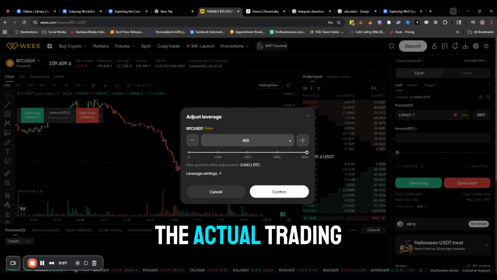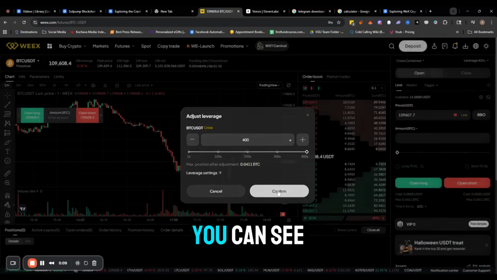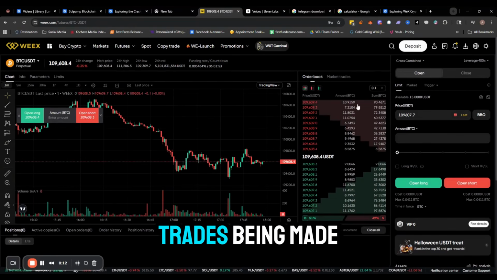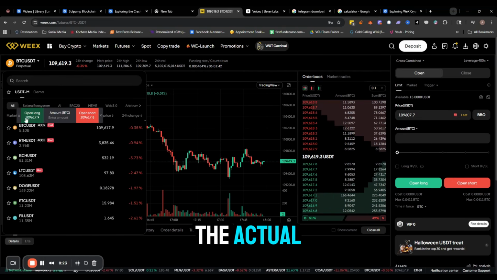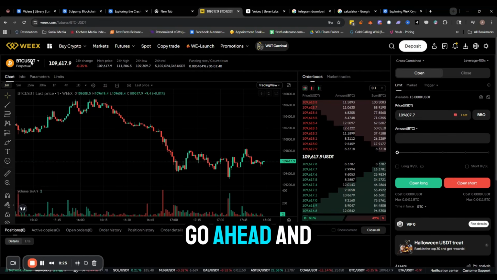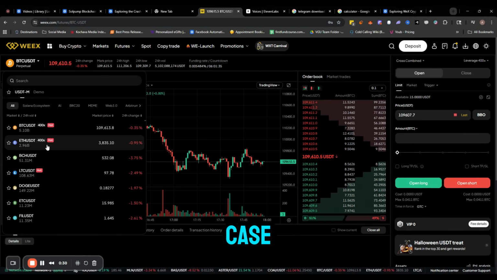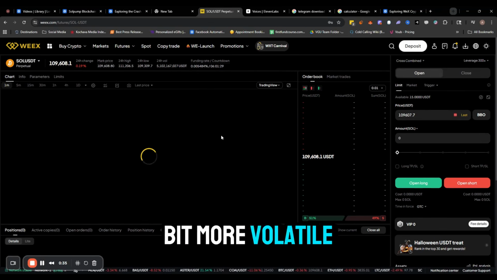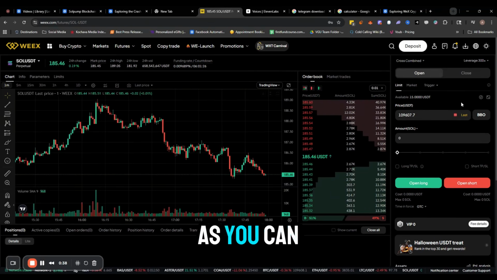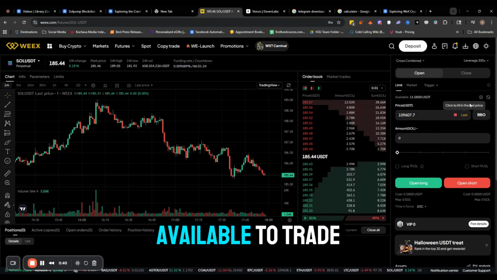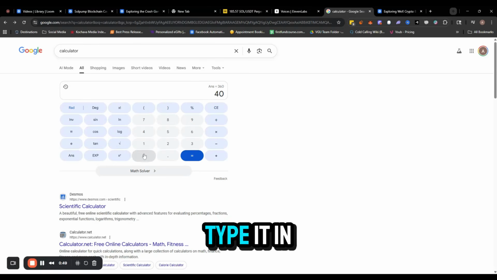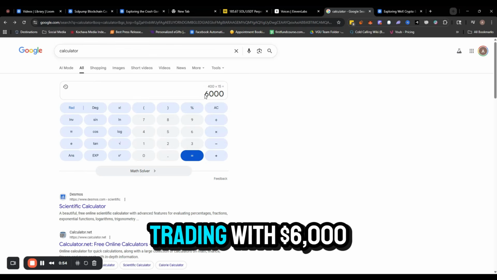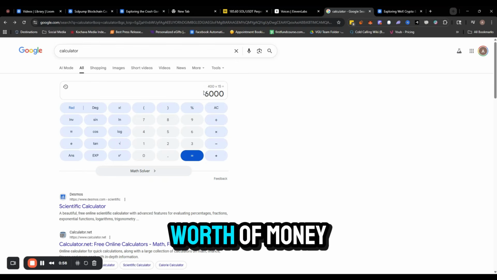So now as we hop into the actual trading dashboard here, you can see the trading charts, the graphs, trades being made, and then you can also choose the actual cryptocurrency that you want to trade with, right? In this case, I'm going to choose something a little bit more volatile like Solana here. And as you can see, I have $15 in USDT available to trade right now. And if we go to the calculator again and type it in, 400 times $15, that means I will be actually trading with $6,000 worth of money.